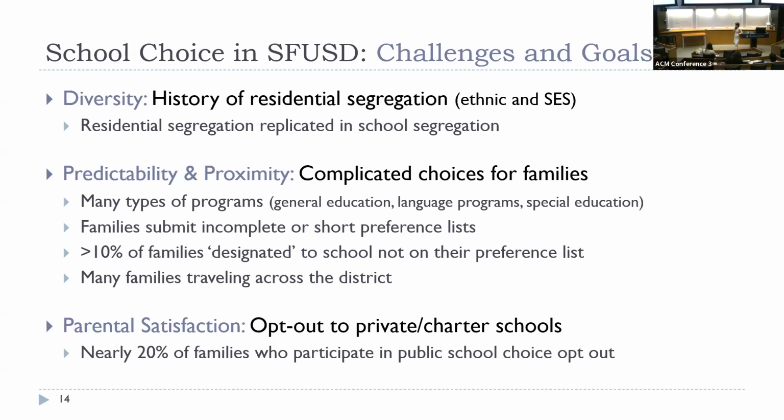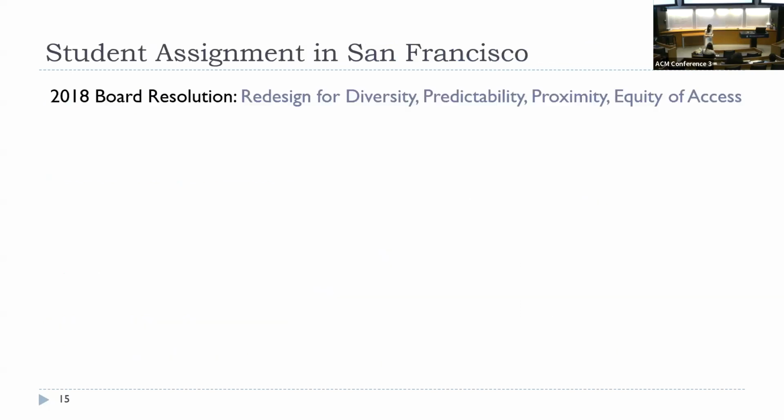In addition, we also look at measures of parental satisfaction. One measure is how many parents participate in choice, but then opt out and go to private or charter school instead. And San Francisco has one of the highest rates of opt out across the country. Nearly 20% of families who participate in the choice process opt out and they don't enroll in a public school. And so because of this, in 2018, the board resolved to redesign their student assignment to improve diversity, predictability, proximity with a lens of equity of access.